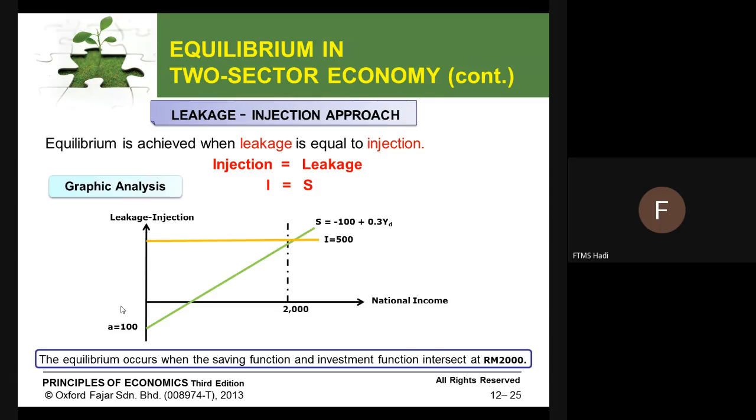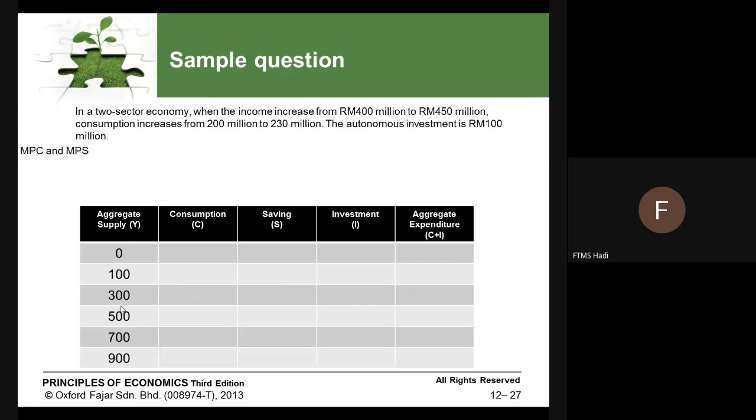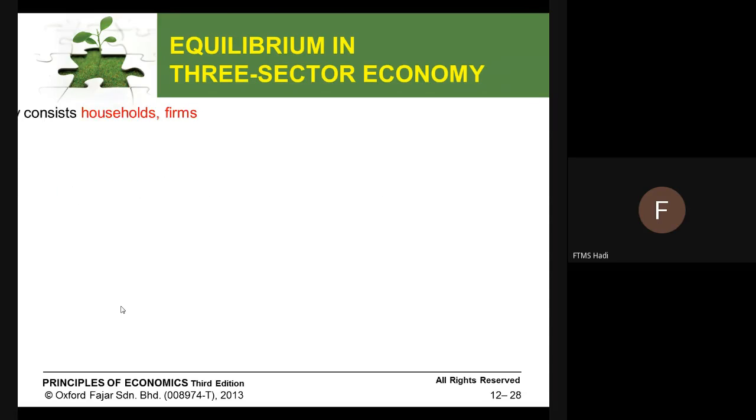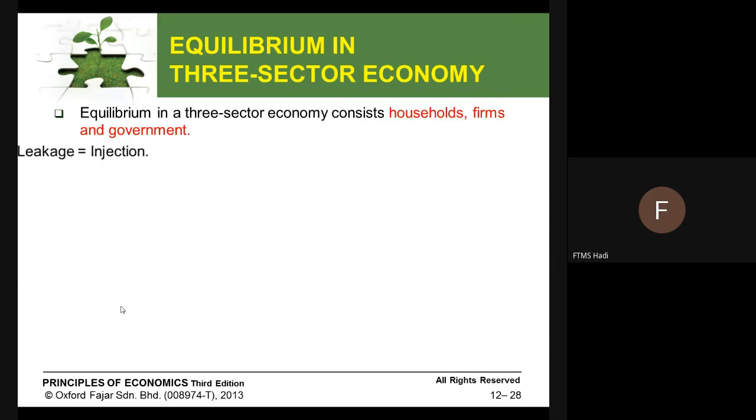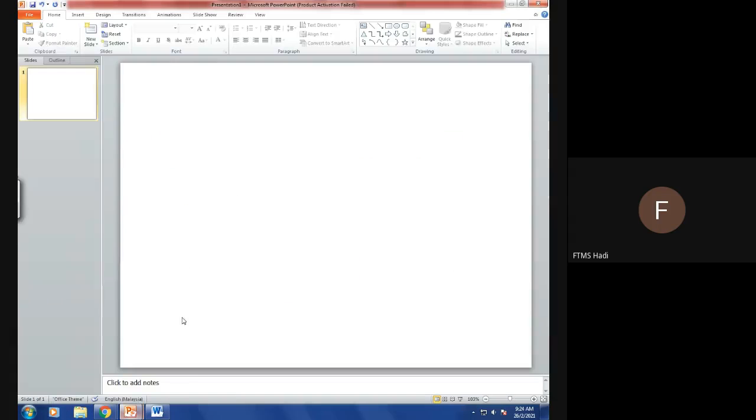These are the graphic analysis. Okay, equilibrium: AS and AD, which is equal to I equal to S. That one is the two-sector economy. How about three sectors? Let me show you the illustration of three sectors first. Earlier we were talking about two sectors, which consist of household and firms. Three sectors means that there will be inclusion of government.